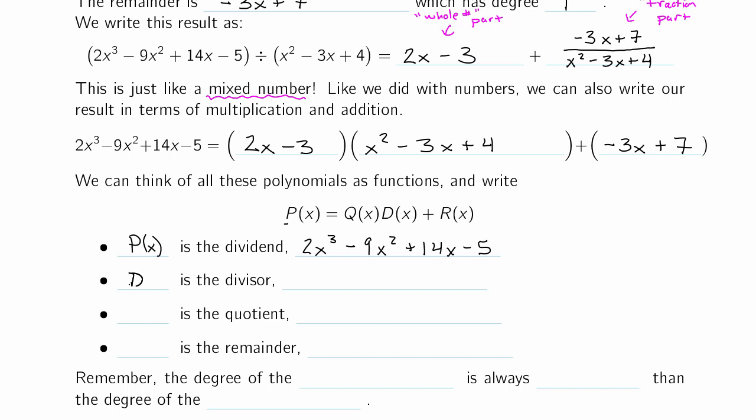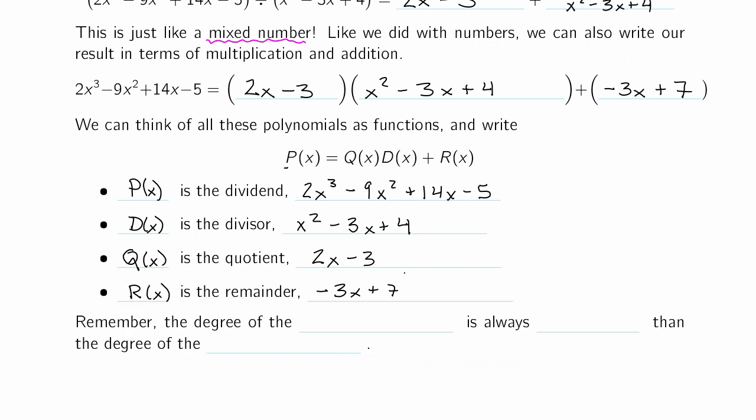d of x is the divisor. In our example, x squared minus 3x plus 4. Q of x is the quotient. In our case, 2x minus 3. And r of x is the remainder. In our case, negative 3x plus 7. And remember, when we do this, the degree of the remainder is always less than the degree of the divisor.